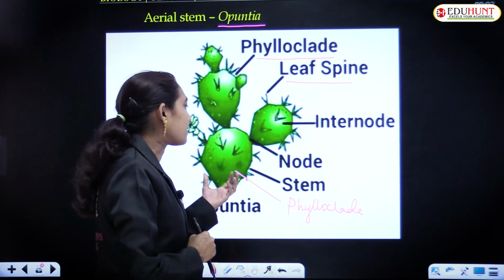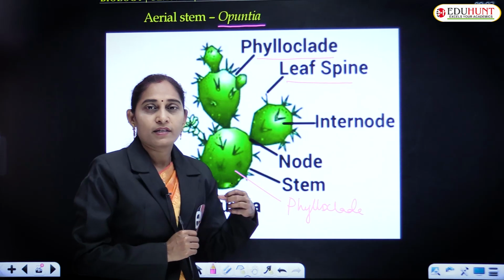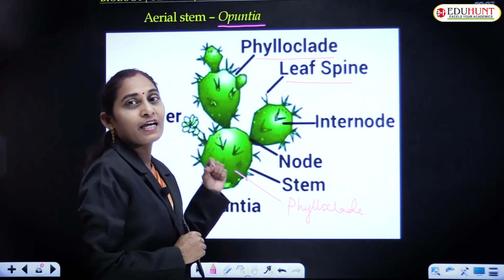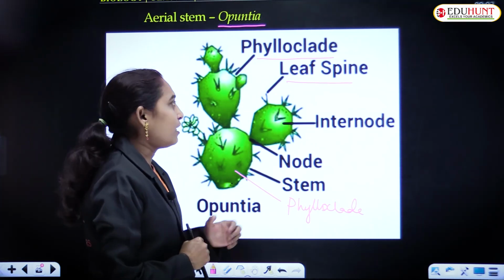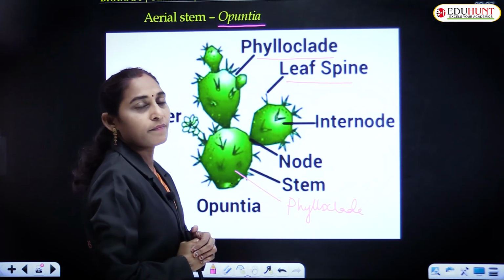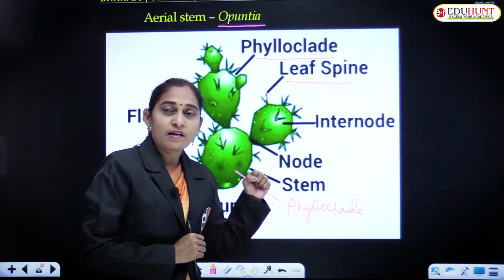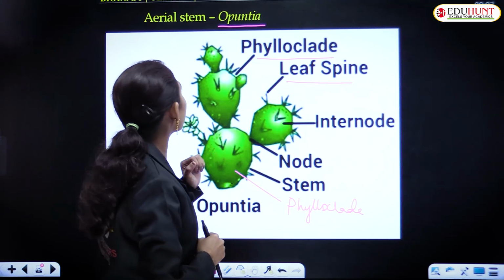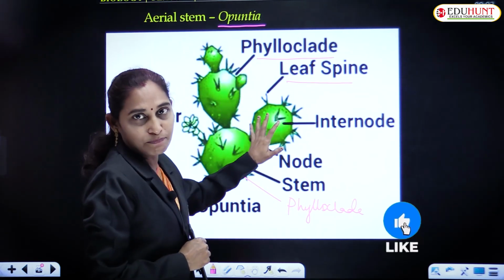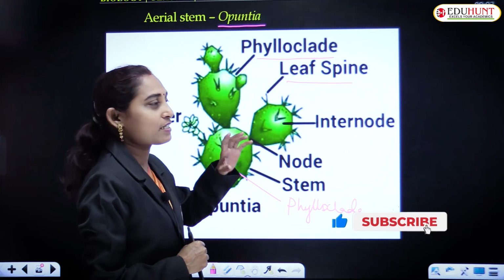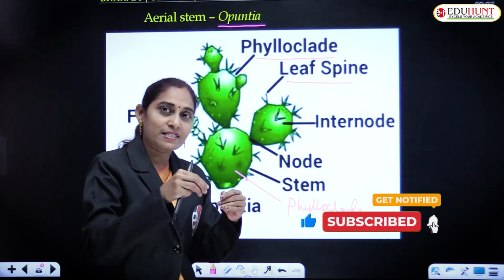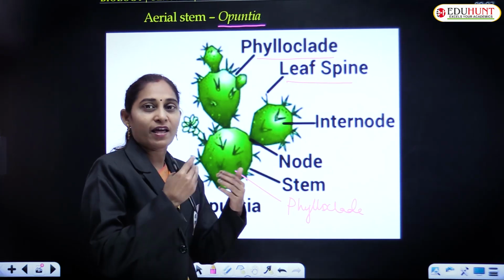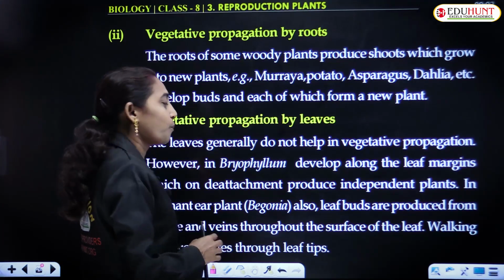This part, the stem, is swollen, succulent, bears spines and helps in photosynthesis. Not only in photosynthesis, it also helps in regeneration, that is vegetative propagation. The aerial stem helps in vegetative propagation. If we cut the stem and place a part of the stem in the soil, it will flourish into a new plant.